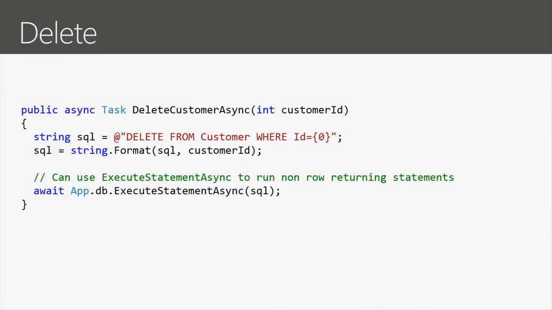And delete, of course: delete from customer where ID equals whatever, and then execute statement async. So all simple stuff, really. Well, these are all the CRUD operations.